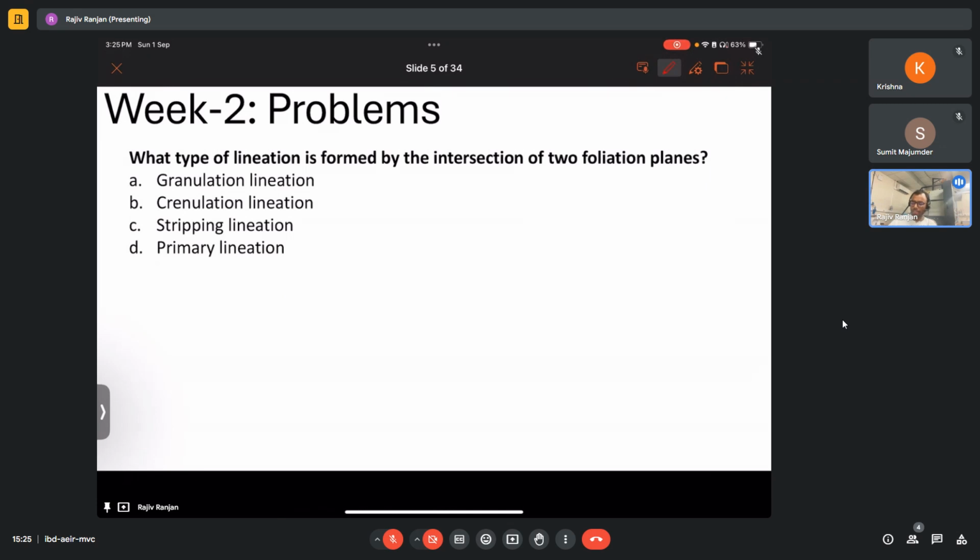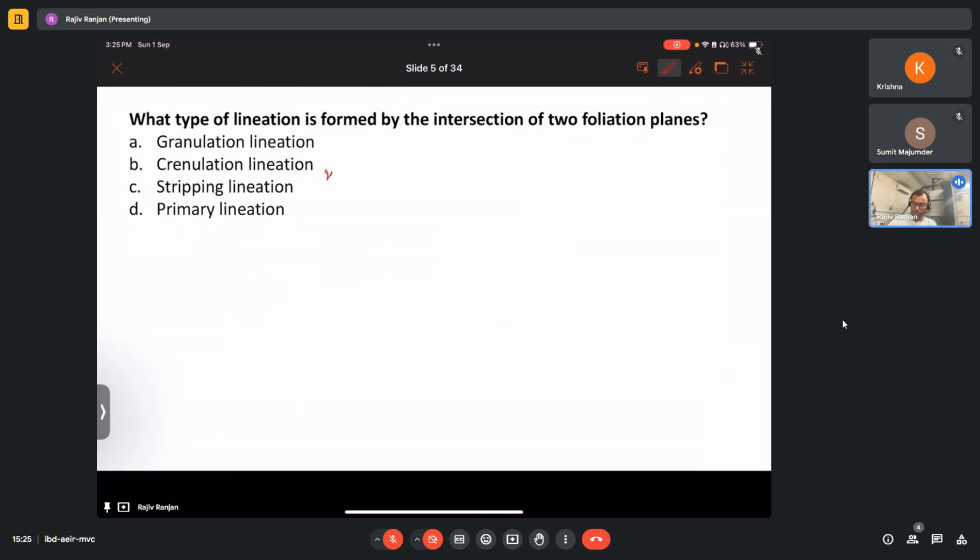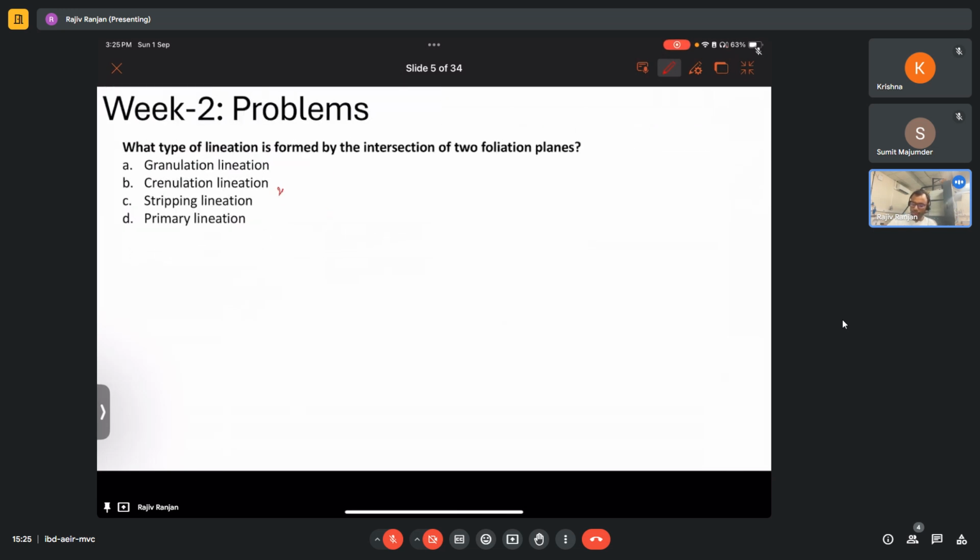So if you have not studied, in general, if two foliation planes intersect, crenulation lineation is something which is not at all related to this. Primary lineation is not either. It's simply, if you see here, it's saying that when two foliation planes intersect, you have to understand what this foliation plane is. So I will just draw one example. I will just draw this plane.